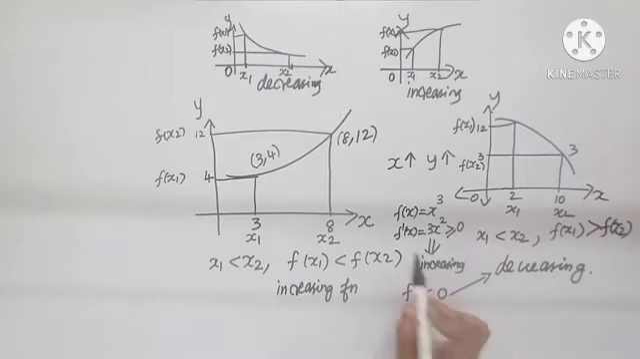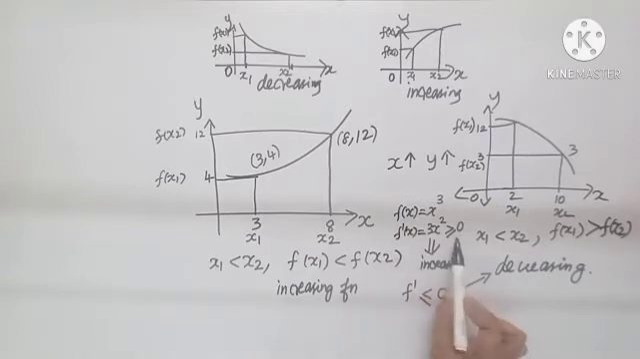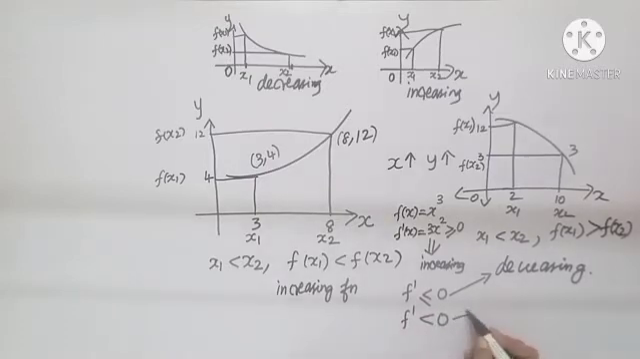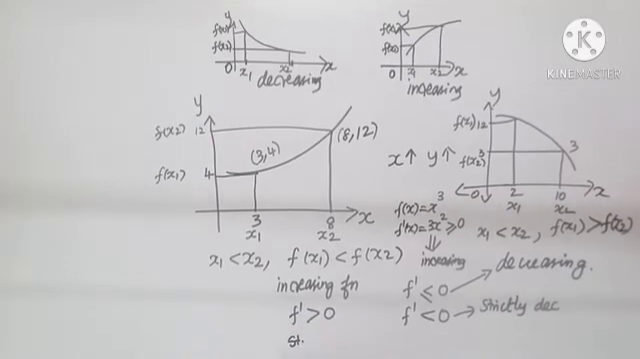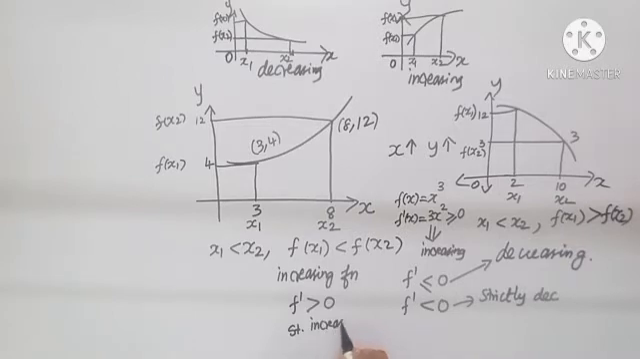Even otherwise, if we find the derivative, we can find out the answer. Derivative positive tells me increasing function. Derivative negative tells me decreasing function. Suppose I have only less than 0, I will call it strictly decreasing. So these are certain words to remember. It's a strict inequality, so I say the word strictly decreasing. If f dash is greater than 0, we use the word strictly increasing. So we just write st. increasing. We read it as strictly increasing.